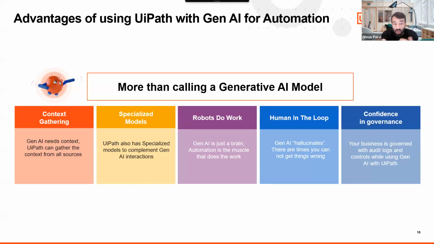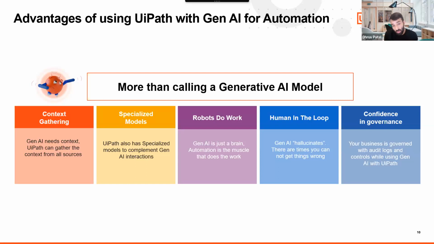And so that's really where UiPath can come in and help provide some of that context, which you'll see in some of those use cases. And as I mentioned earlier, it's going to be that combination of combining specialized models with generative AI to really complete and complement that end-to-end solution. Generative AI, again, is just a brain, right? Today when you interact with it, you have to go to a chat interface, type your questions, and you'll get some response back. So it really is just that brain, but automation takes it to that next level and can actually become the muscle that does the work.